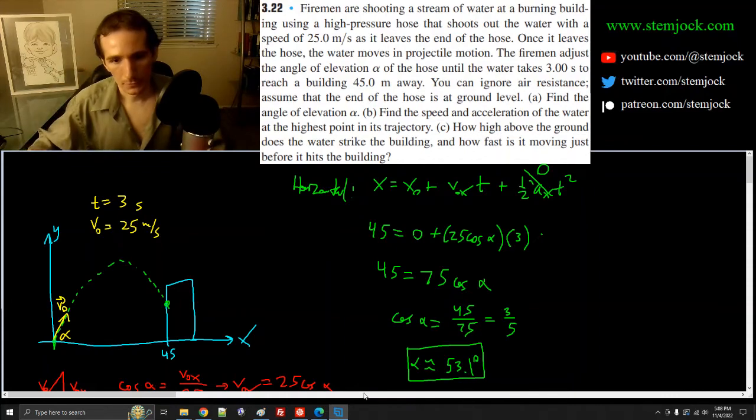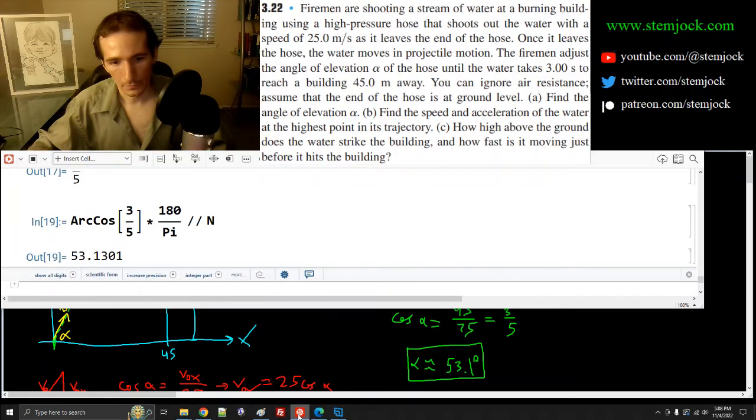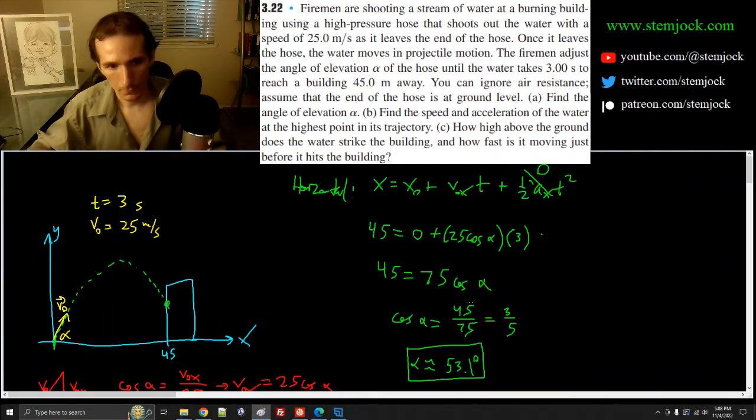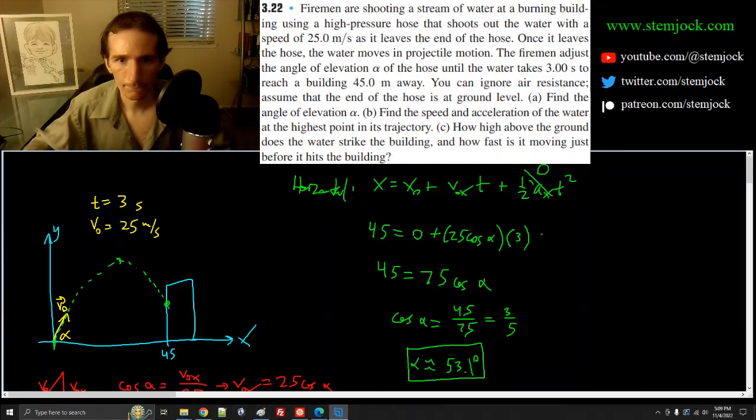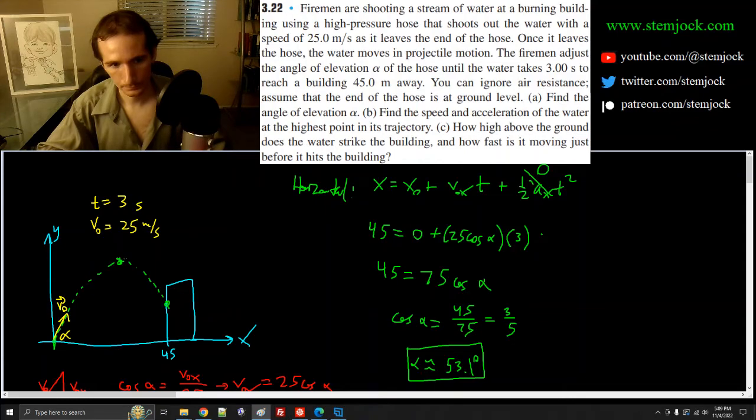So the acceleration is the same throughout the motion. Ax is constantly 0. So they're asking at the highest point, so that's at the top of the parabola here. Ax is 0. And Ay is going to be negative g.